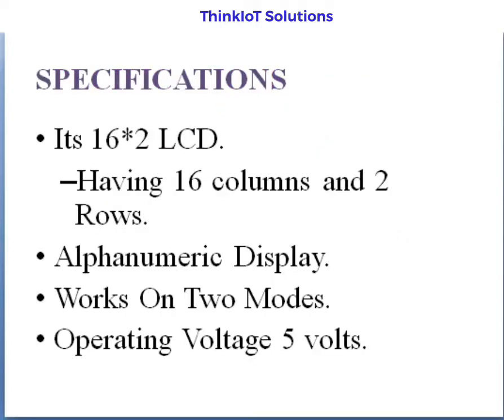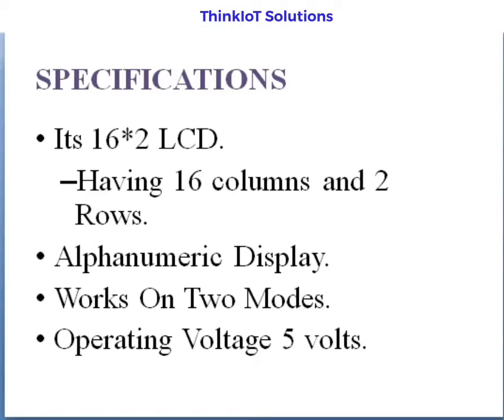It's a 16 cross 2 LCD, meaning it has 16 columns and 2 rows. There is the possibility of displaying 32 characters on the LCD screen. It's an alphanumeric display which holds the capability of displaying alphabets, numbers and special symbols.